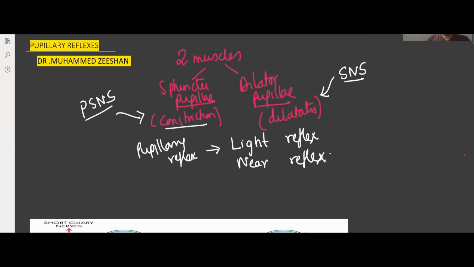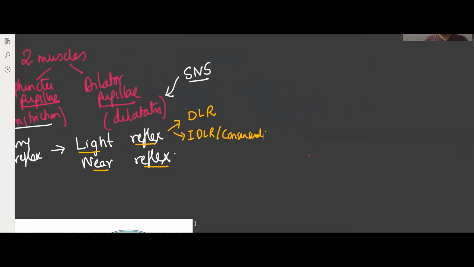So what is the light reflex? When we shine a torchlight into the eye, the pupil constricts. That is a light reflex. We have two types of light reflex: a direct light reflex and an indirect light reflex, also known as the consensual light reflex. So what is a direct and what is an indirect light reflex?